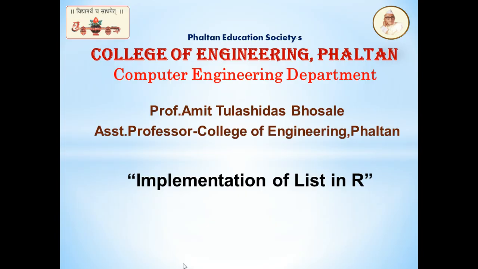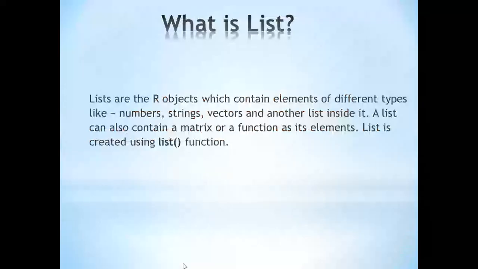Hello everyone. Today we will see the implementation of list in R. First, we need to know what a list in R is. What is meant by a list? Lists are R objects which contain elements of different types like numbers, strings, vectors, and another list inside it.